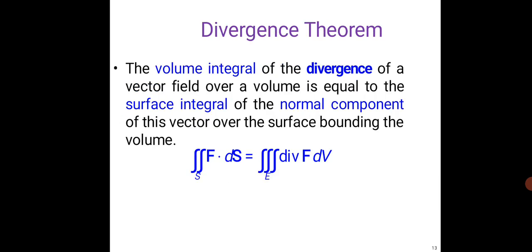Coming to the divergence theorem, it states that the volume integral of the divergence of a vector field over a volume is equal to the surface integral of the normal component of this vector over the surface bounding the volume. So it relates the surface integral and the volume integral. On one side it is represented as the surface integral of F dot dS, whereas on the other side it is the triple integral of the divergence of F with respect to the volume element dv.